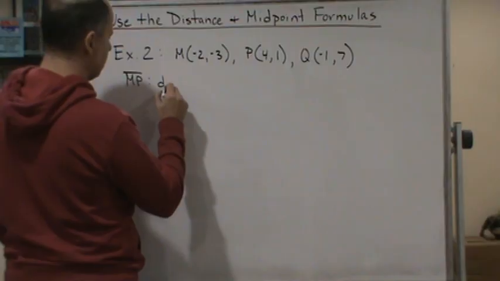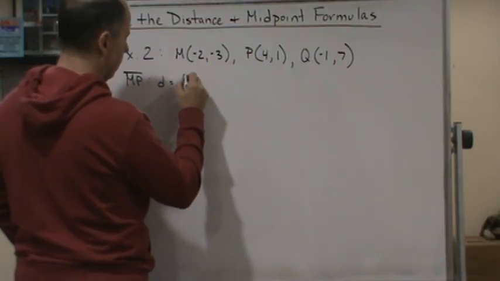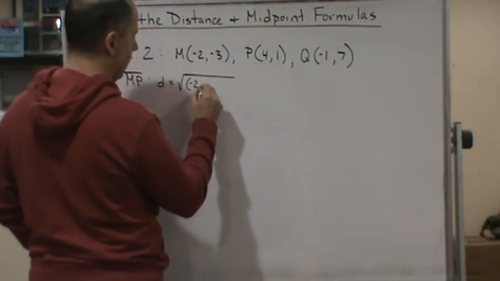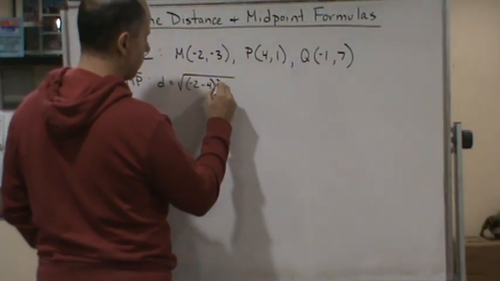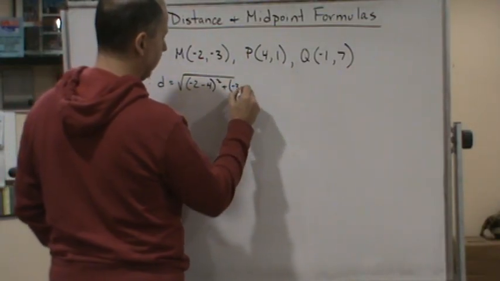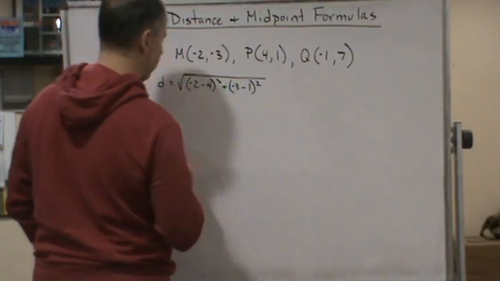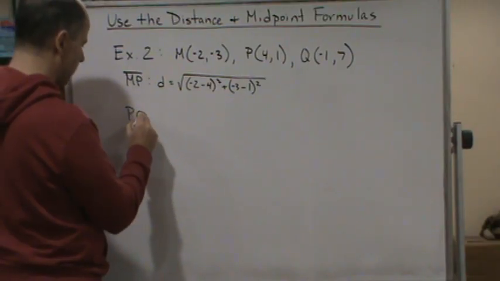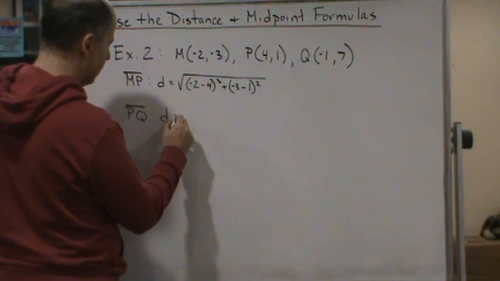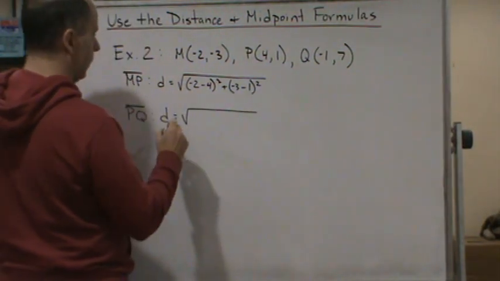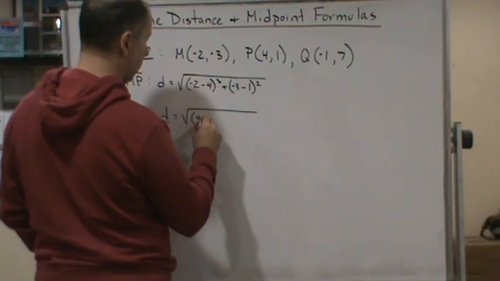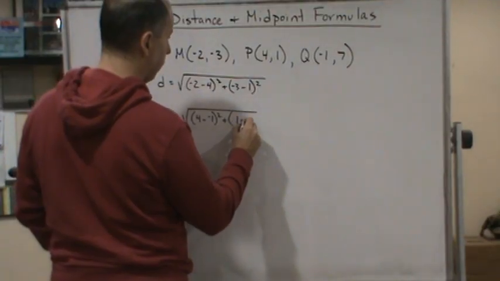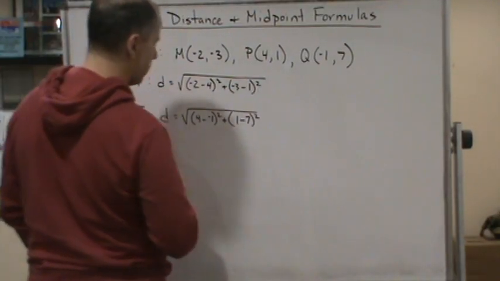And so that distance is going to be what? So let's do -2 minus 4 squared plus -3 minus 1 quantity squared. So we'll do that one. Okay? And then we've got PQ, right? Distance PQ. And so that distance is going to be what? PQ is going to be, let's do 4 minus -1 squared plus 1 minus 7 quantity squared.